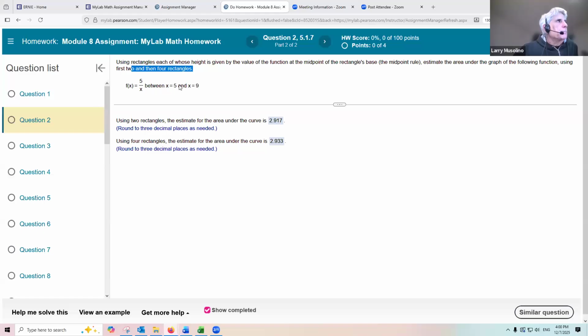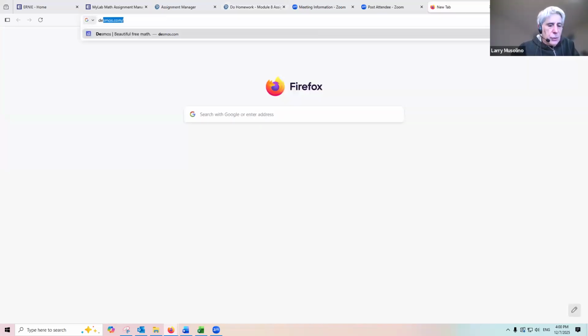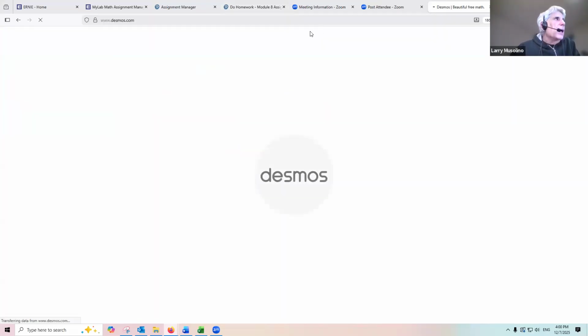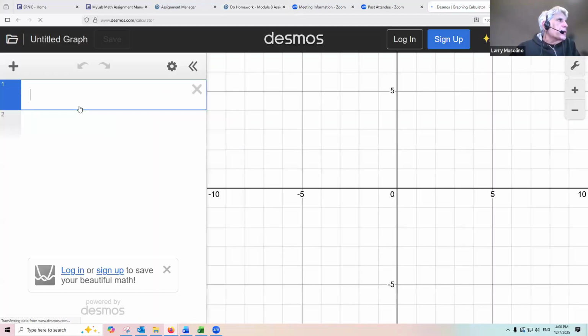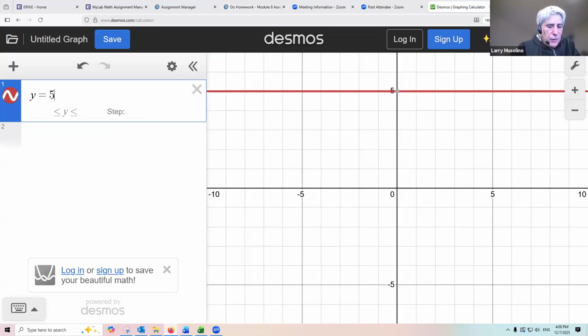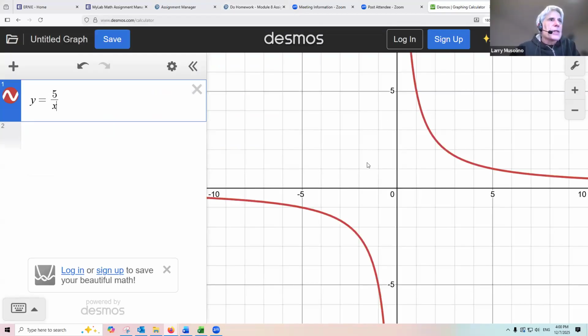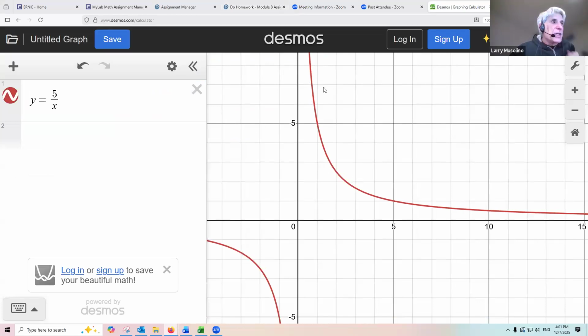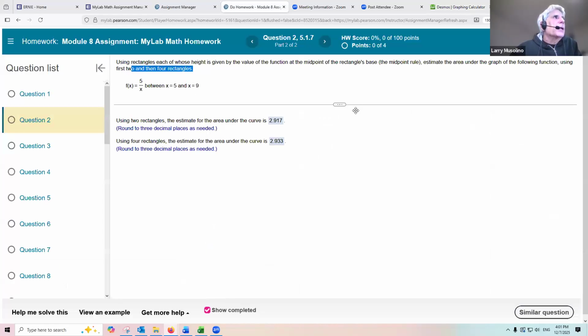All right, well, it wouldn't hurt for us to graph this function, get an idea of what it looks like. So if you were to graph 5 over x, I'm going to go to a graphing calculator that I like to use called desmos.com. And let me just graph 5 over x just to get an idea what the shape is. Y equals 5 over x. And so it looks like it's going to be this decreasing curve here in the first quadrant. So let's go ahead and sketch that out. And it looks like they're asking us to go between 5 and 9.